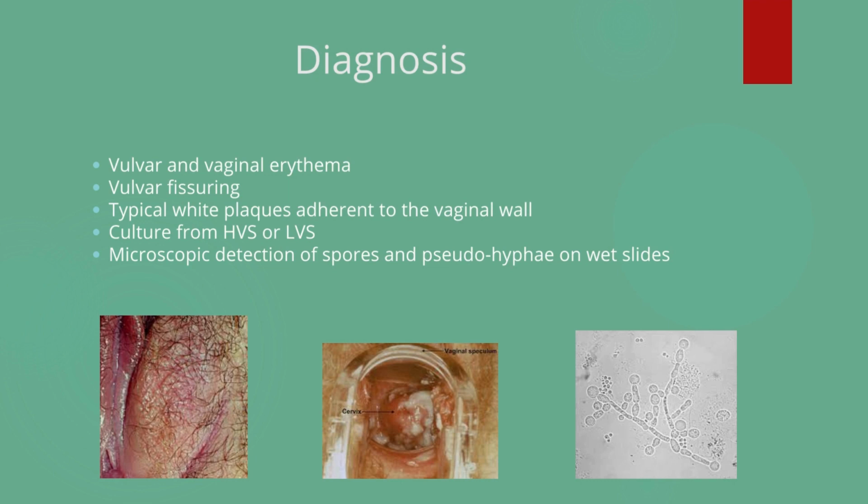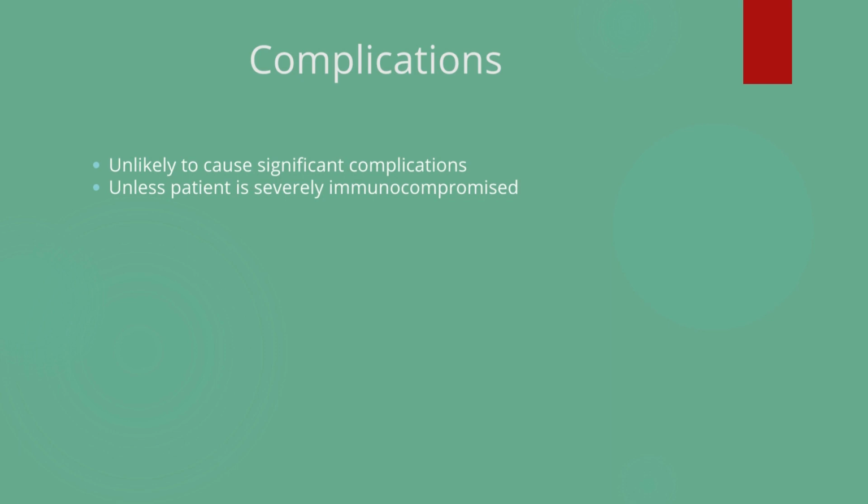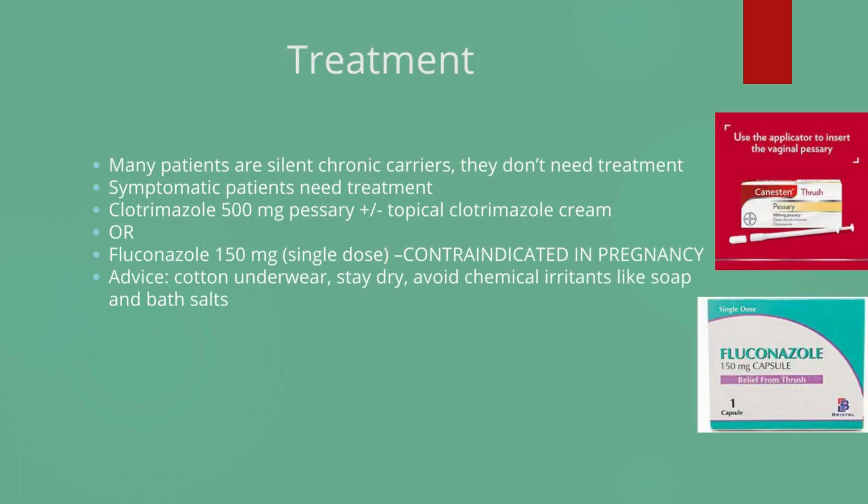Then, in the third picture, this is a microscopic picture and it shows you pseudohyphae on the wet slides. You can obtain this sample by doing a high vaginal swab or a low vaginal swab. So you can very easily diagnose this condition. So, what are the complications? Thankfully, it does not have very significant complications unless the patient is severely immunocompromised. The treatment is obviously antifungals. Many patients are silent chronic carriers. They don't need treatment. But if the patient comes to you with symptoms, obviously you have to treat it.